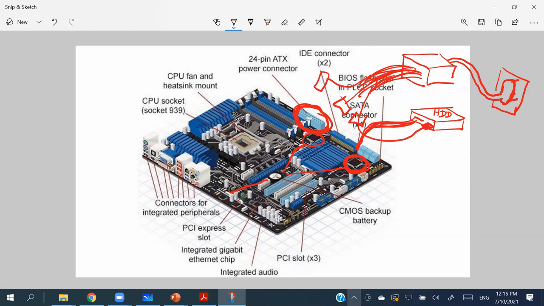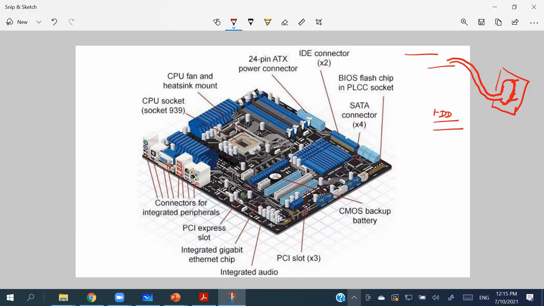Okay, so that is the technical side of the motherboard. So once you are here, we'll see some components and we'll fix it and have some experience.